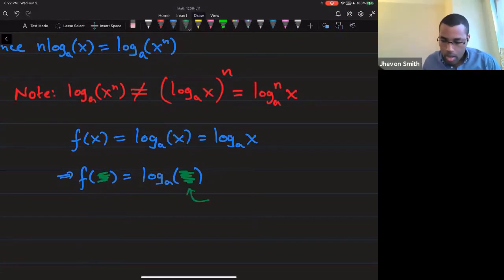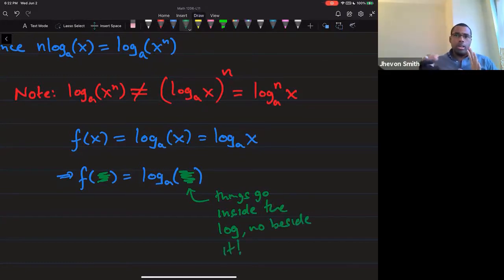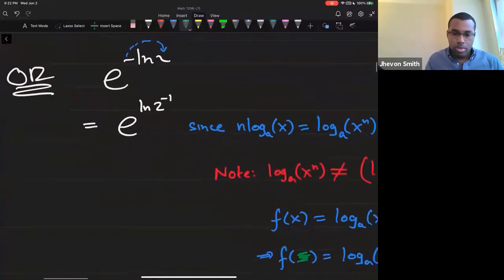So things go inside the log, not beside it. And it's very important you understand that distinction, right? There's something inside the logarithm. The logarithm is like an f of x function, right? So when I say log x, I don't just mean log times x, because log by itself makes no sense whatsoever. It has to be operating on something, right? So just to point that out.